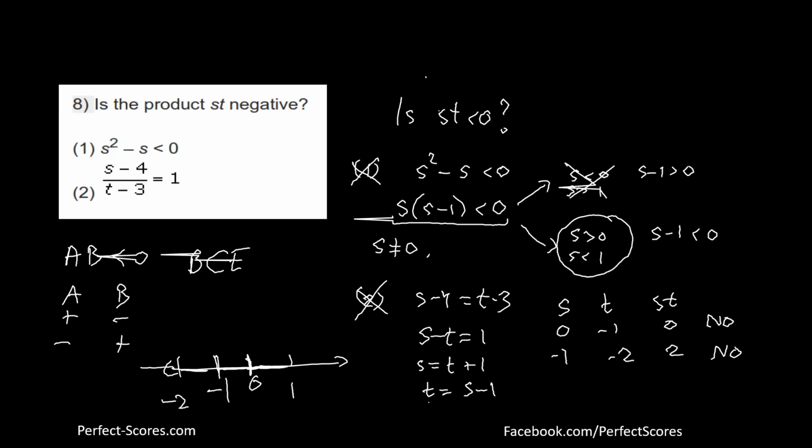Negative 2 into negative 1 gives you positive. Negative 2 into negative 3 gives you positive. 1 into 2 gives you positive. 2 into 3 gives you positive. So that means this actually is sufficient, and B is my answer.